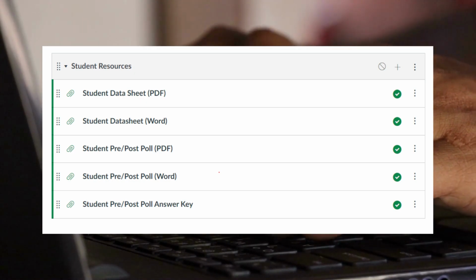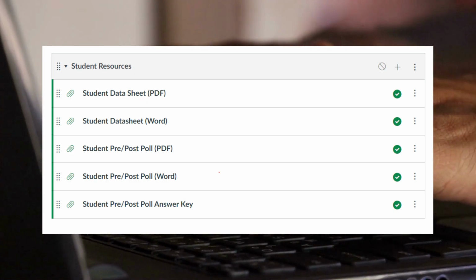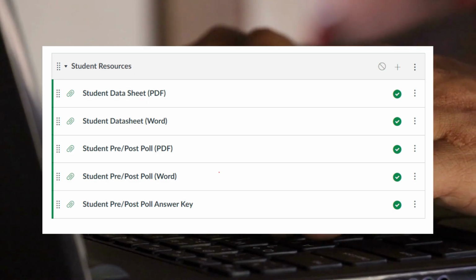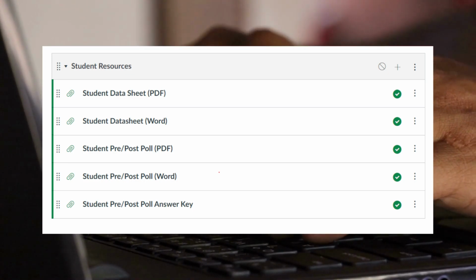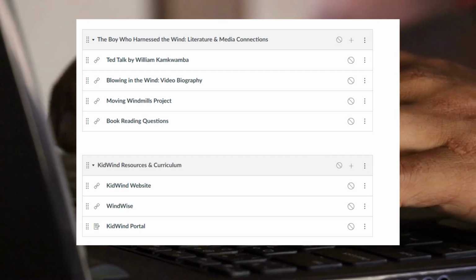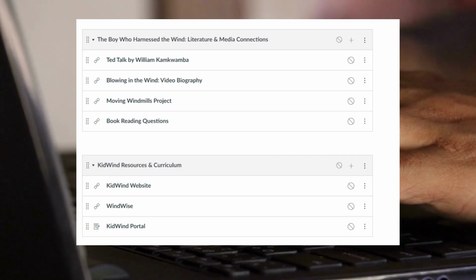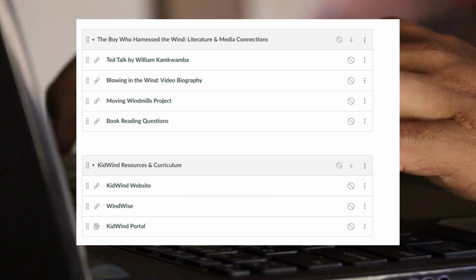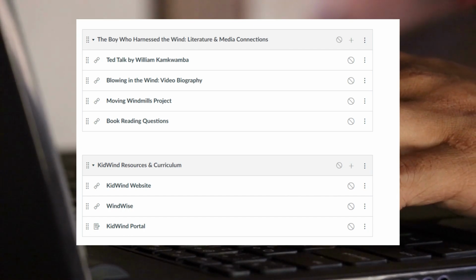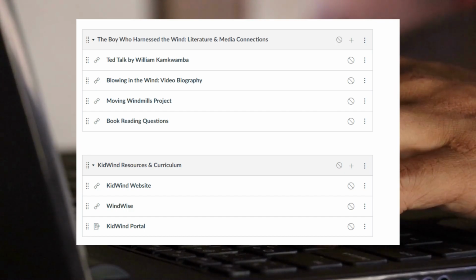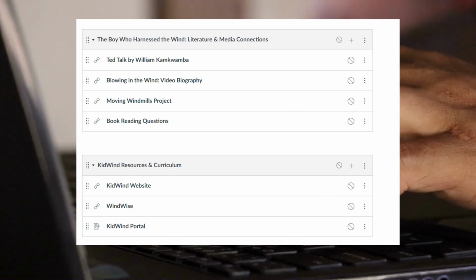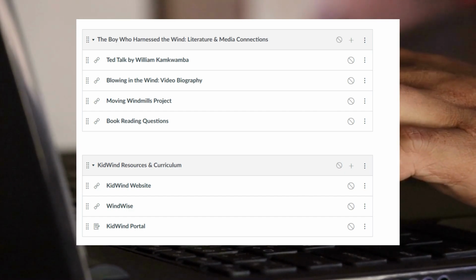Under student resources, we have our student data sheet and the student pre- and post-poll, each having a PDF or a Word document if you choose to edit. Also available on Canvas are our supplemental resources, anything that we felt was important to drive that curriculum home. Attached is information on the boy who harnessed the wind, as well as any of the resources and curriculum from the KidWind website itself.